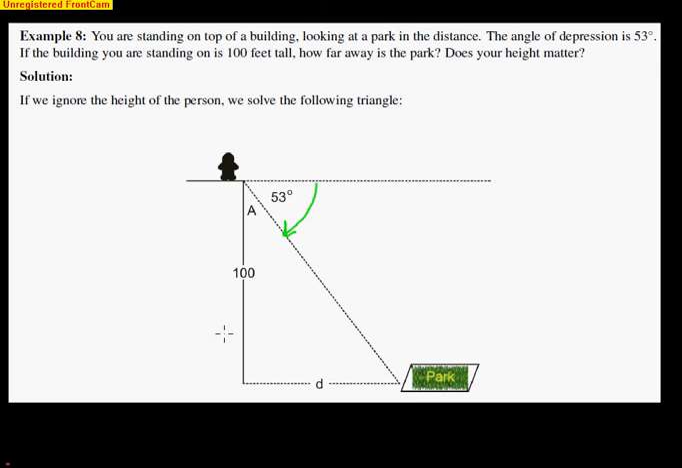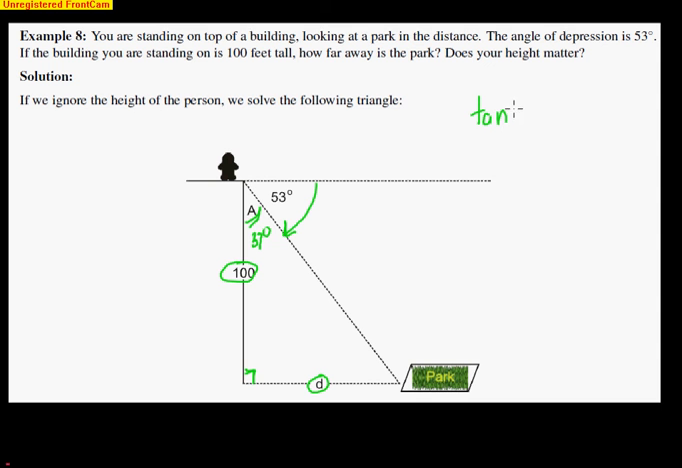So, height of the building is 100 feet tall. I'm looking for the distance from the bottom of the building to the park. And A is, a lot of people will use 53 here, but you have to remember 53 is the angle of depression. So A would actually be 90 minus the 53. So A would actually be 37 degrees. So I'm talking about this right triangle right here. Here's that right triangle. I need to be using the 37 degrees. D is the opposite, 100 is the adjacent.